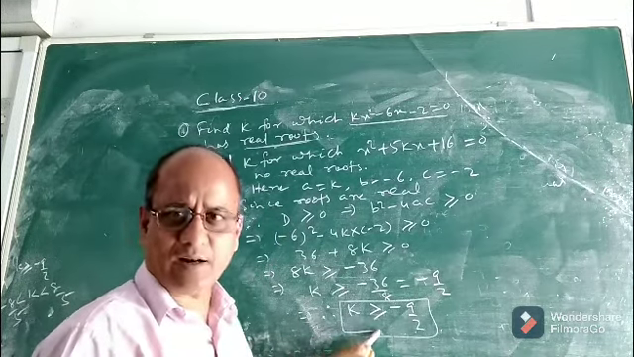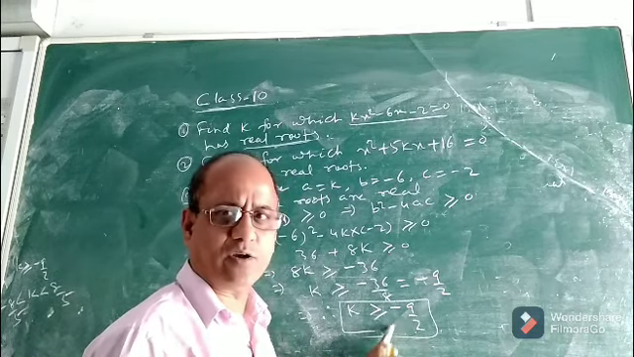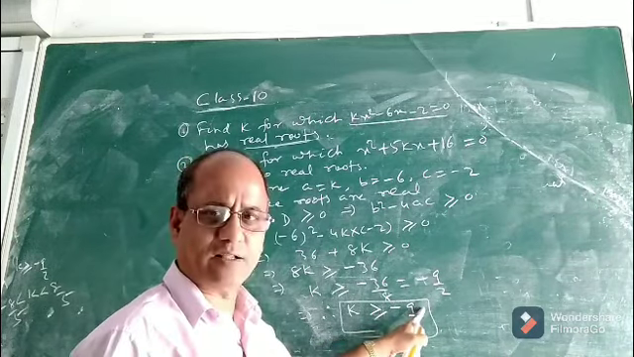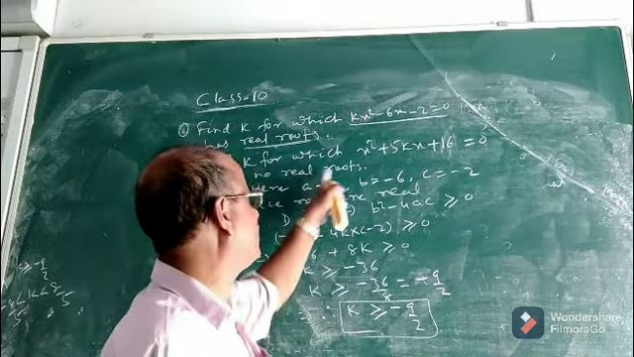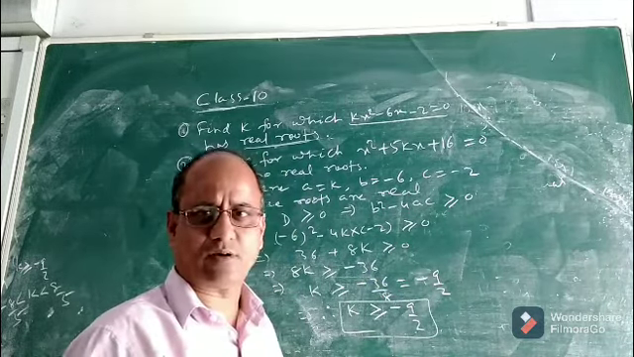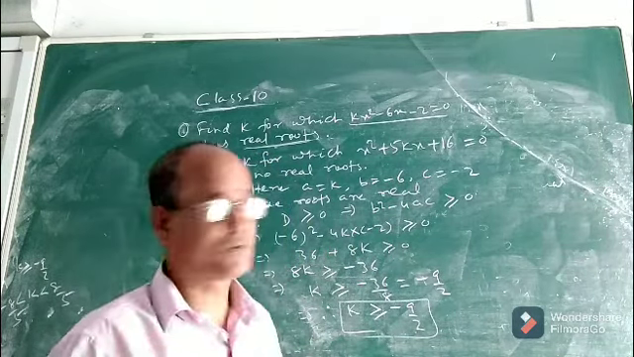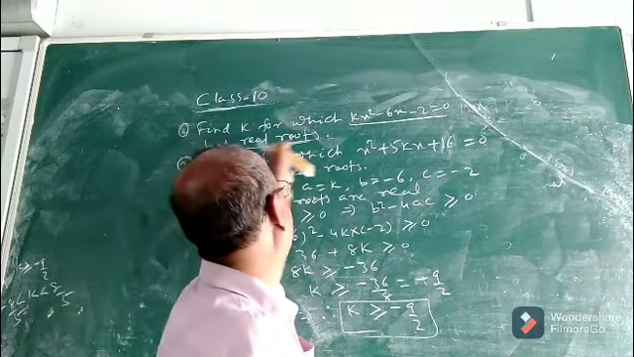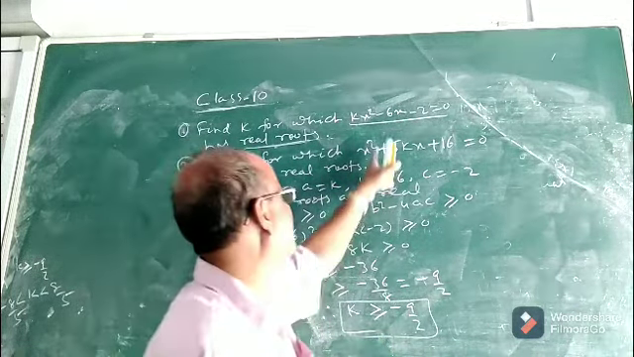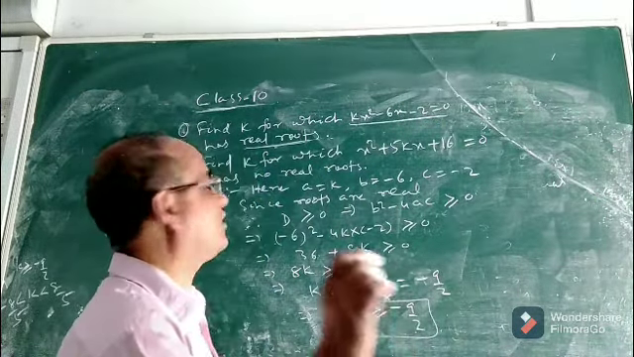It must be greater than or equal to. The value of k must be either greater than minus 9 by 2 or equal to minus 9 by 2. There are two conditions, greater than and equal to. So if the value of k is greater than minus 9 by 2, then this equation will have real roots. And if the value of k is equal to minus 9 by 2, then also the given quadratic equation will have real roots. This is the process how to find the value of k if the equation kx square minus 6x minus 2 equal to 0 has real roots.